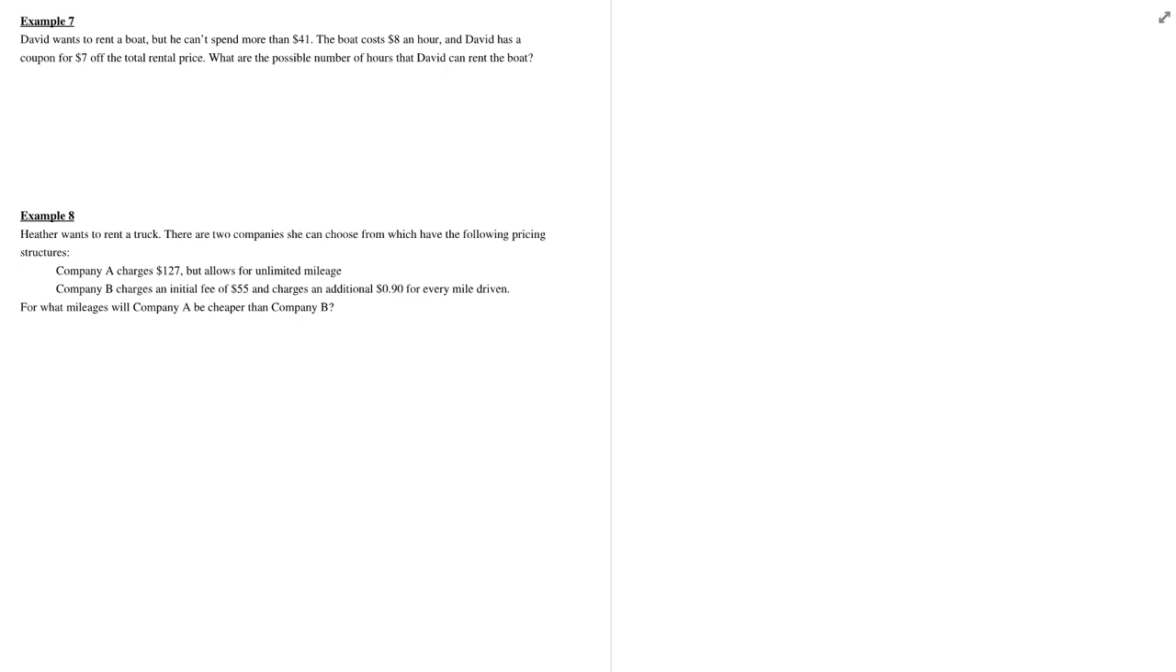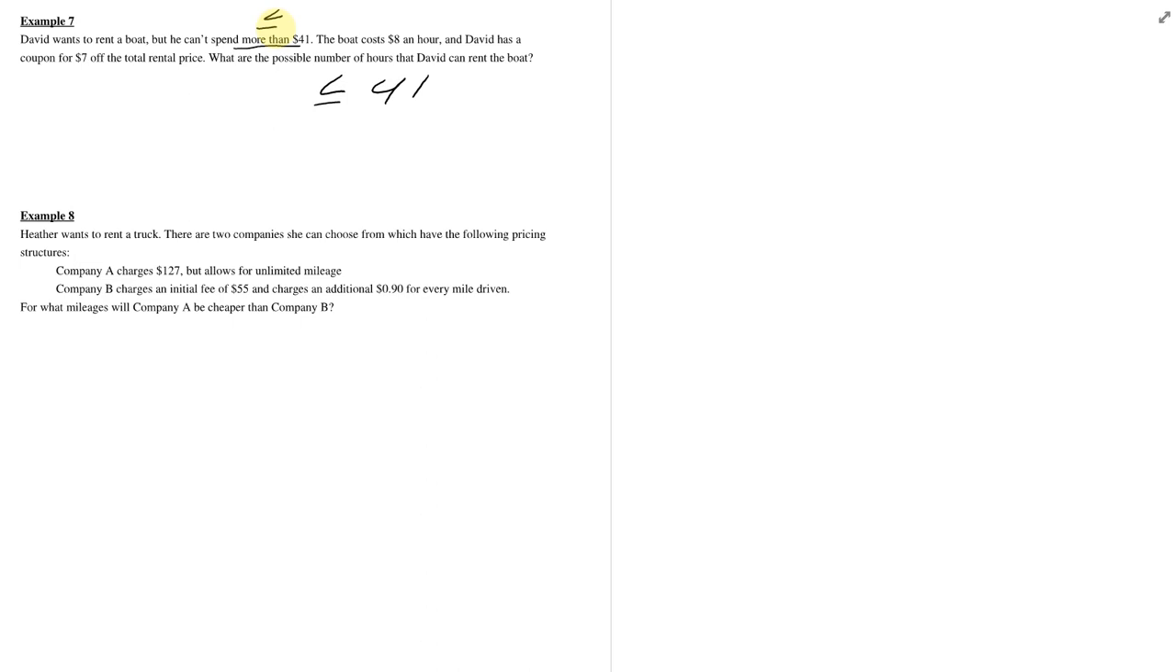The table up above. So he can spend no more than $41. So our table tells us that that has to be less than or equal to 41. So this means really no more than $41. He can't exceed it, right? So there's that no more than built into that.